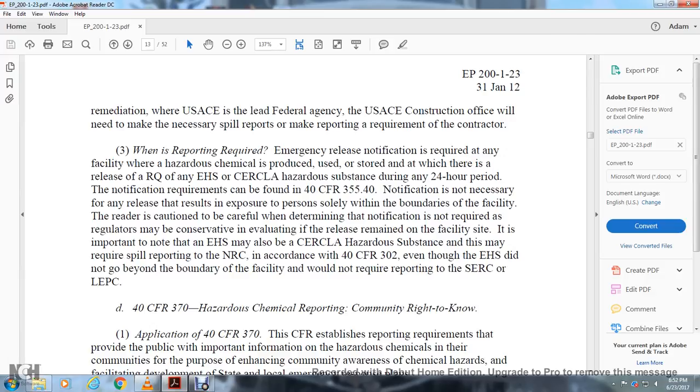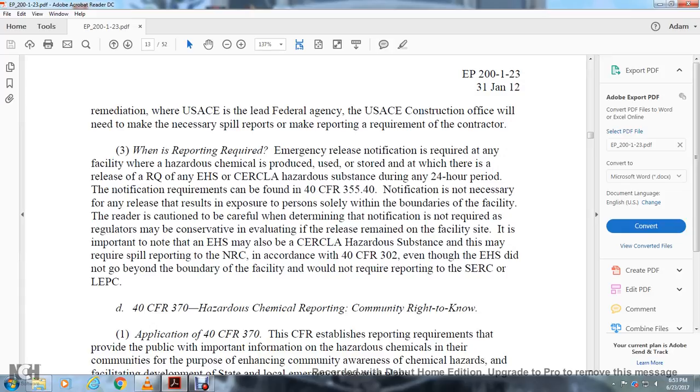Notification requirements can be found in Title 40 CFR 355. Notification is necessary for any release with potential exposures to persons outside the boundary of the facility. Readers should be careful when determining that notification is not required, as regulators may be conservative in evaluating a release contained on the facility site. It is important to note that an extremely hazardous substance may also be a Comprehensive Environmental Response, Compensation, and Liability Act hazardous substance. This requires spill reporting to the National Response Center according to Title 40 CFR 302. An event of an extremely hazardous substance that did not go beyond the boundary of the facility would not require notifying the State Emergency Response Commission or the local emergency planning committee.